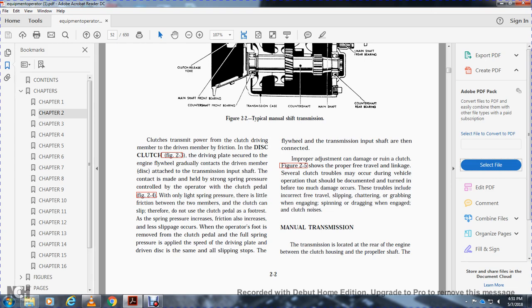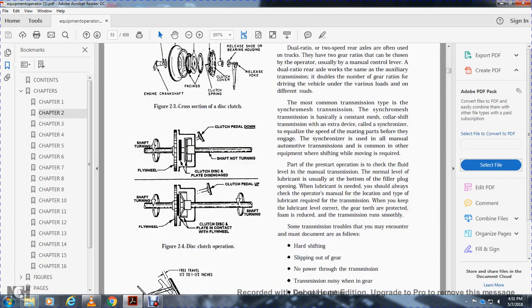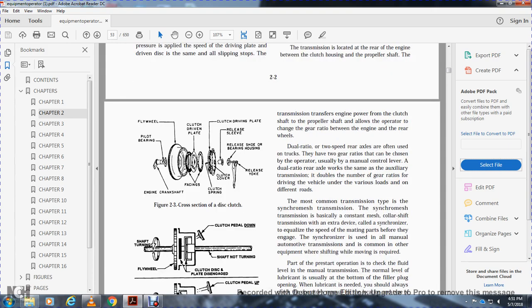Manual transmission. The transmission is located at the rear of the engine, between the clutch housing and the propeller shaft. The transmission transfers engine power from the clutch shaft to the propeller shaft and allows the engine to operate with a change in the gear ratio between the engine and the rear wheels.